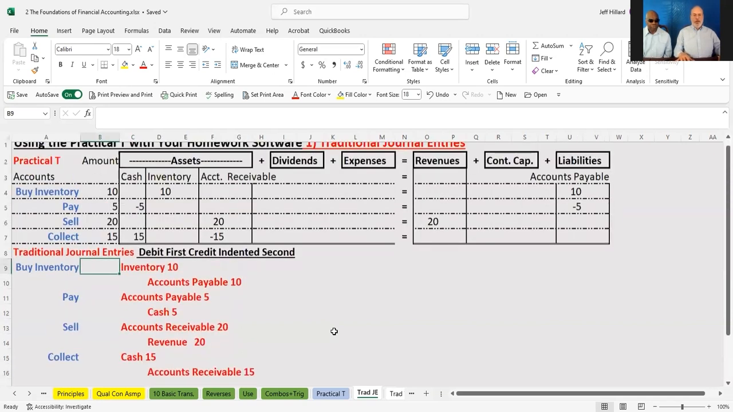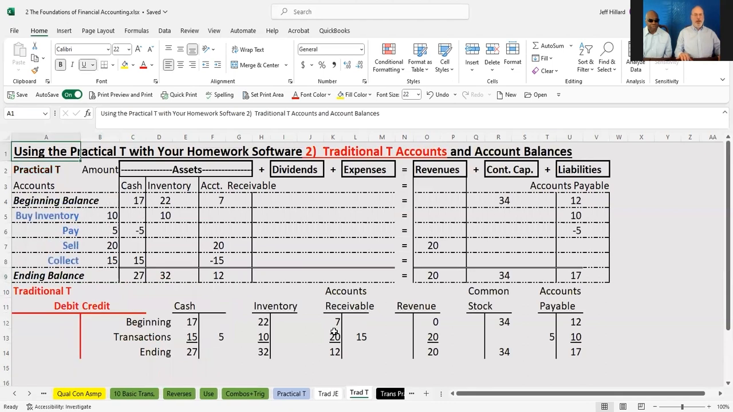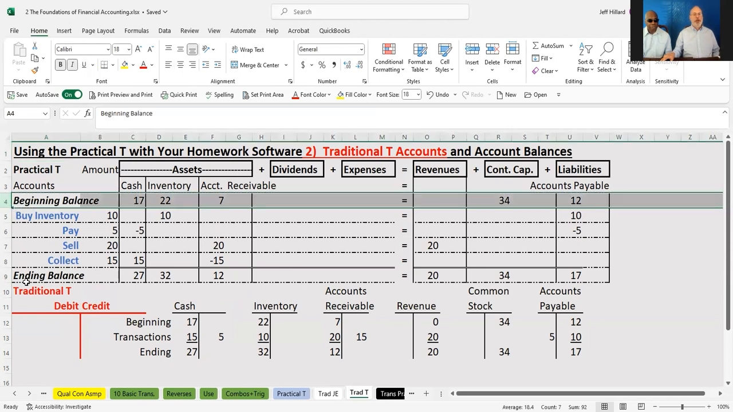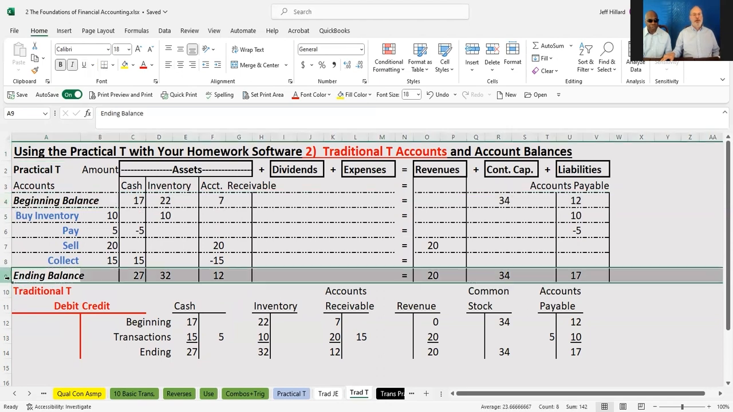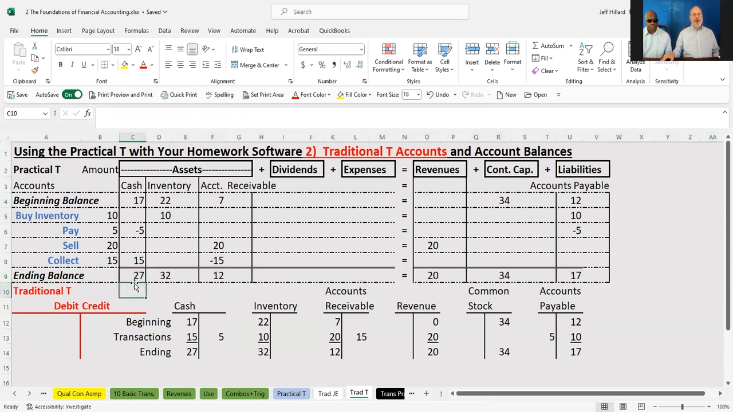The next page is the same 4 transactions, only now we've entered a beginning balance and ending balance with the base method. And here we're going to show another way that you're going to see, this is a traditional T account. Debits are always, always, always on the left, just like the practical T. Credits are always, always, always on the right. But now we're going to do it by account.